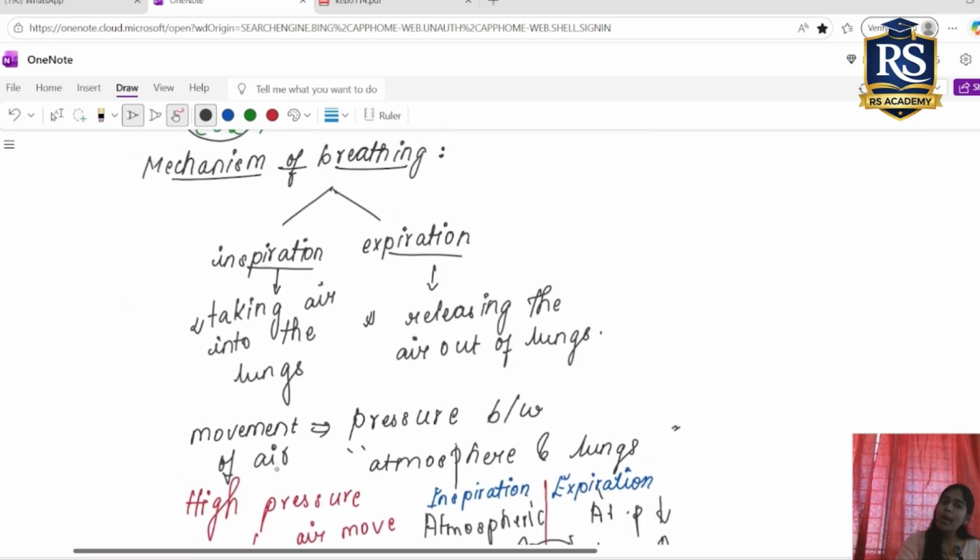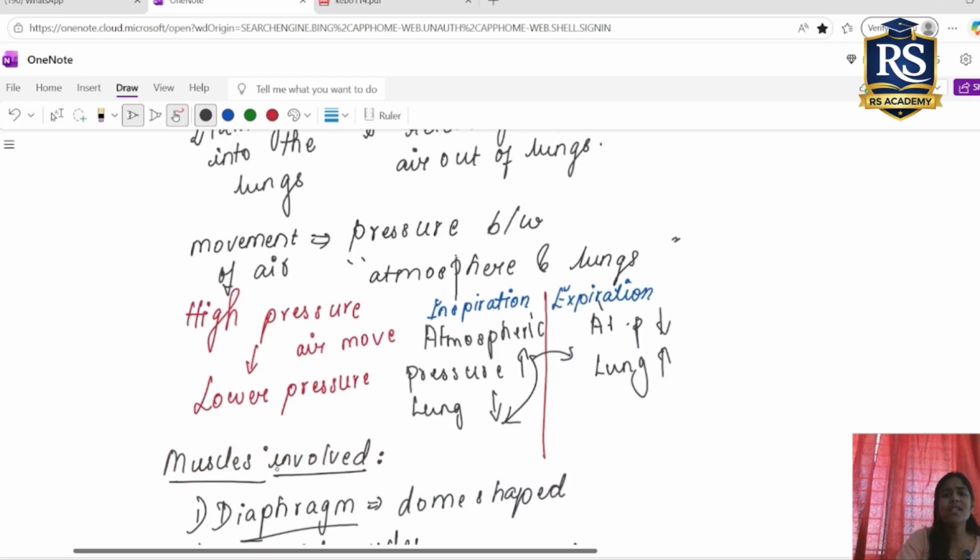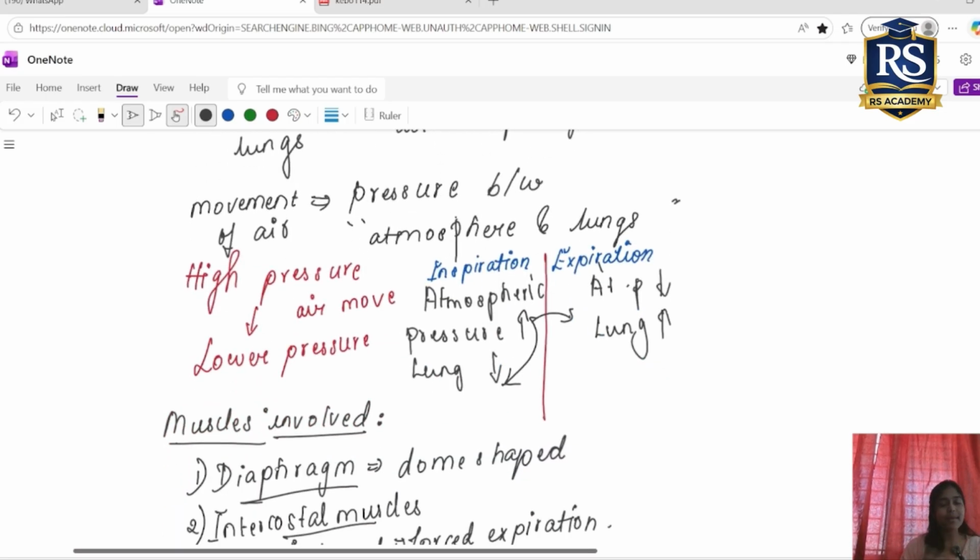Now let's move on to the mechanism of breathing. As I have already said, the mechanism of breathing involves inspiration and expiration. What is inspiration? Taking the air into the lungs. What is expiration? Releasing the air out of the lungs. Simple, right? So how does the movement of air take place in and out of the body? Movement of air mainly depends on the pressure between the atmosphere and the lungs. Air will always move from higher pressure to lower pressure, not from lower to higher, it will always move from high to low.